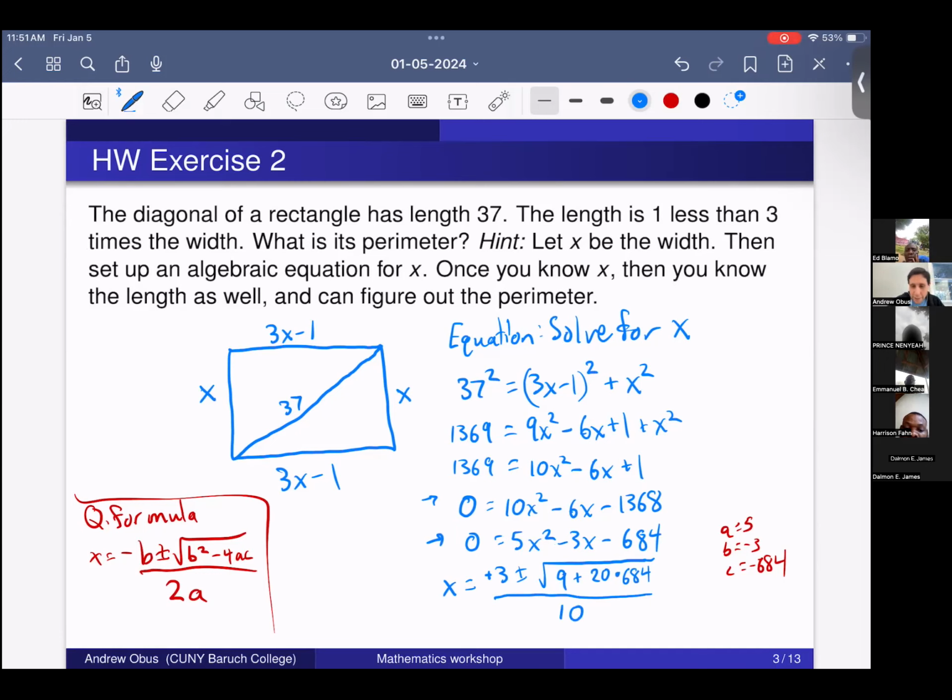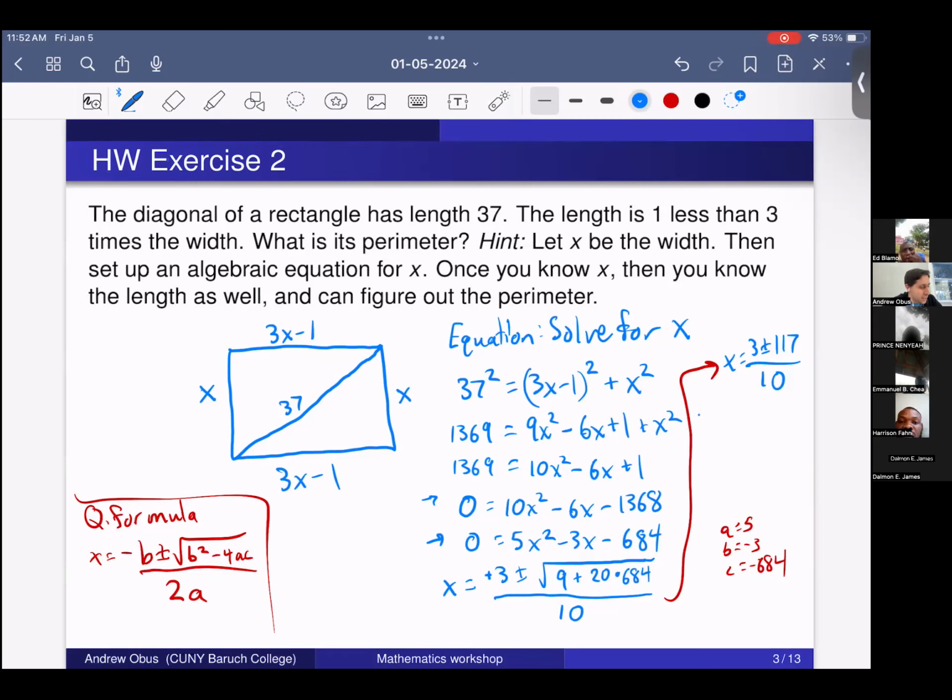So using a calculator, what is 20 times 684 plus 9? It is 13,689. And when you take the square root of that, this comes out to be 117. So that's actually nice. I'm just going to skip some of the algebra here. What we're going to get is that x is equal to 3 plus or minus 117 divided by 10.